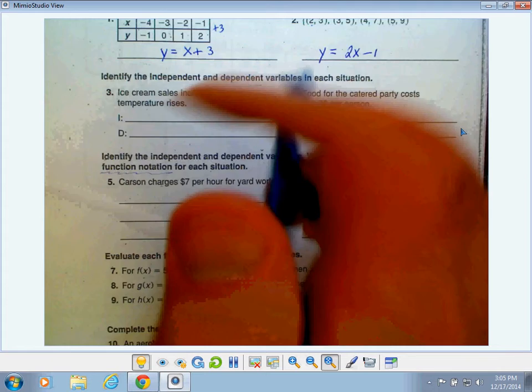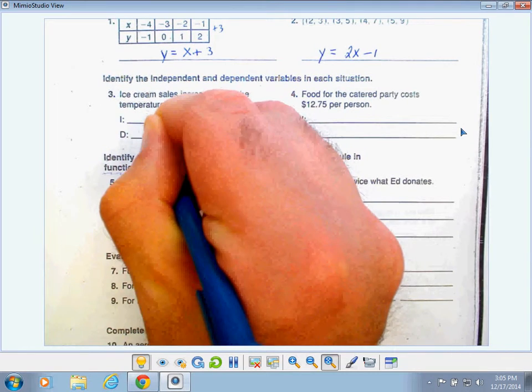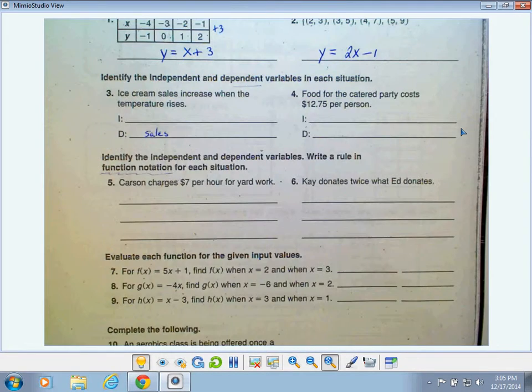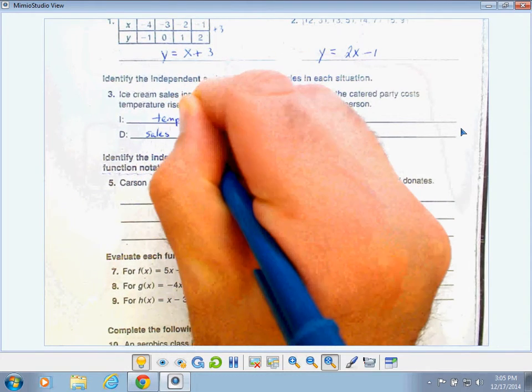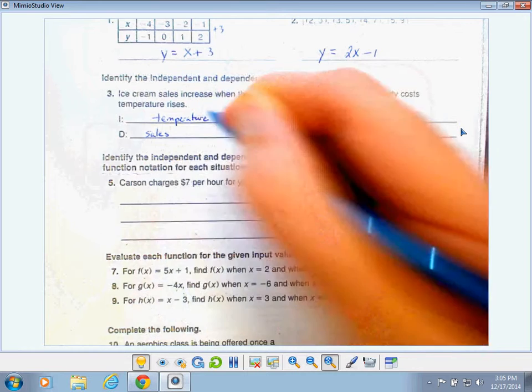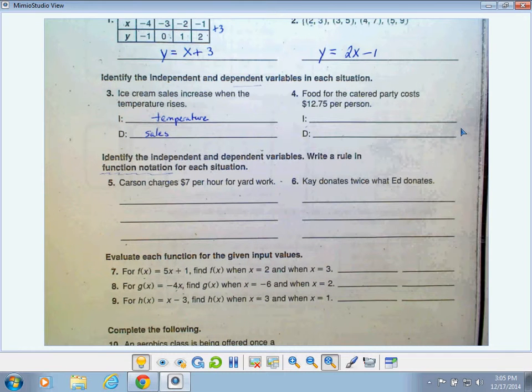So ice cream sales, I guess, is the dependent one, and the independent is what the temperature is. So again, we read that as the ice cream sales depend on the temperature.